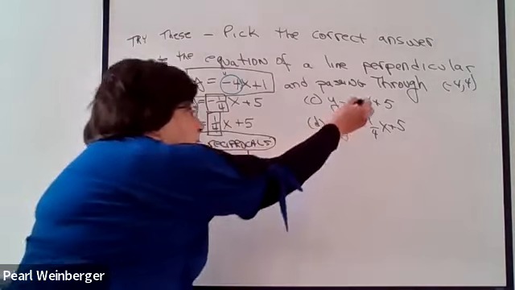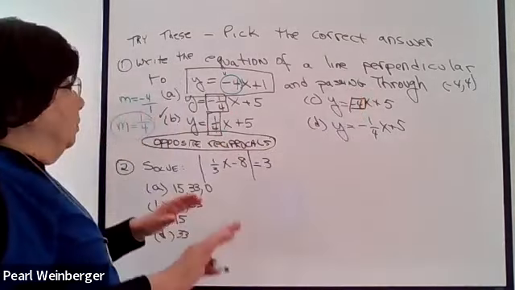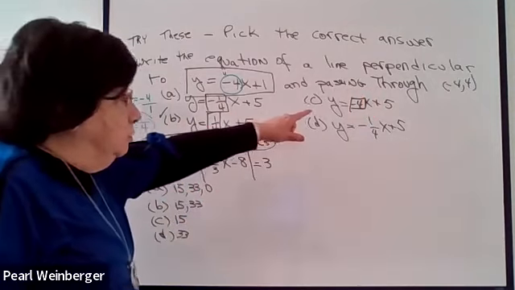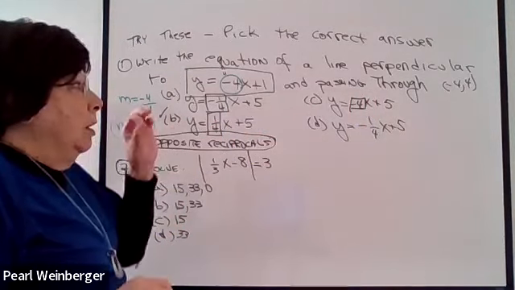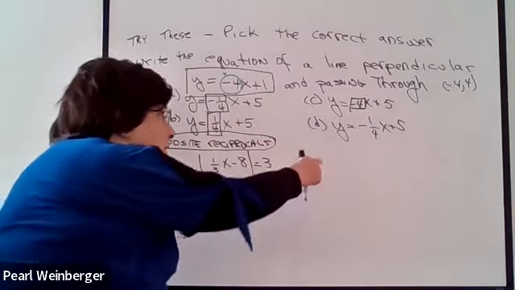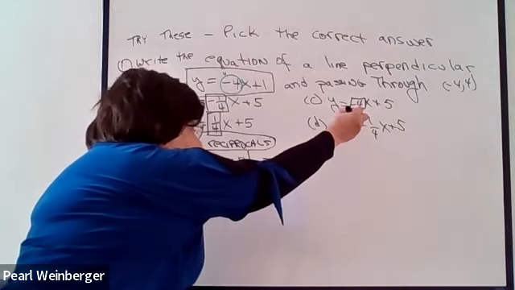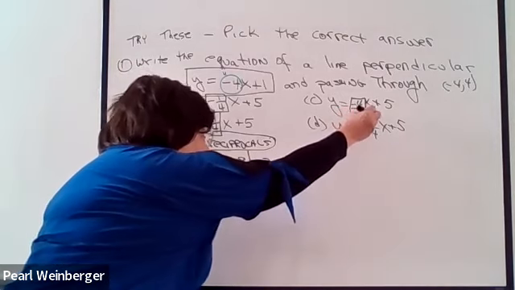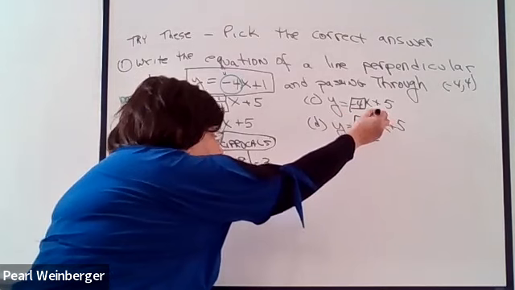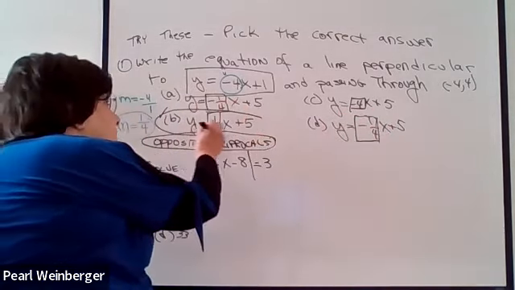In choice C, the slope is negative 4. That's not what we want. If they asked for a parallel line, yes, we would want a slope of negative 4. But perpendicular, it has to be the opposite reciprocal. And choice D is negative 1/4 slope, which again is not right. The only one that had the right slope happened to be choice B.